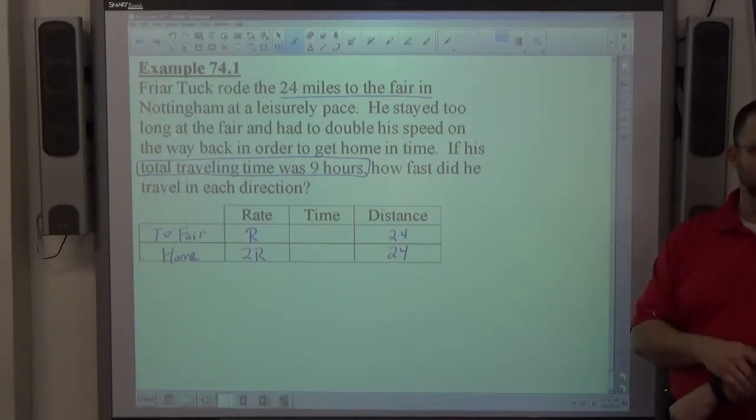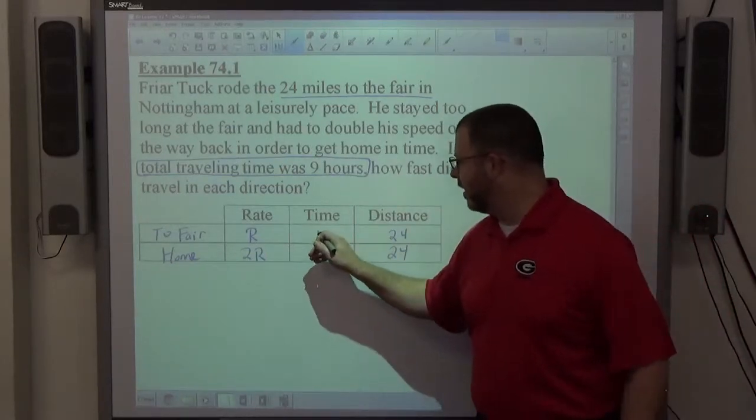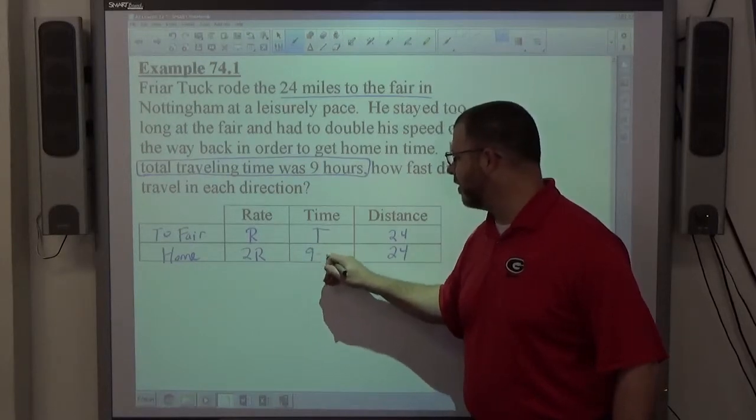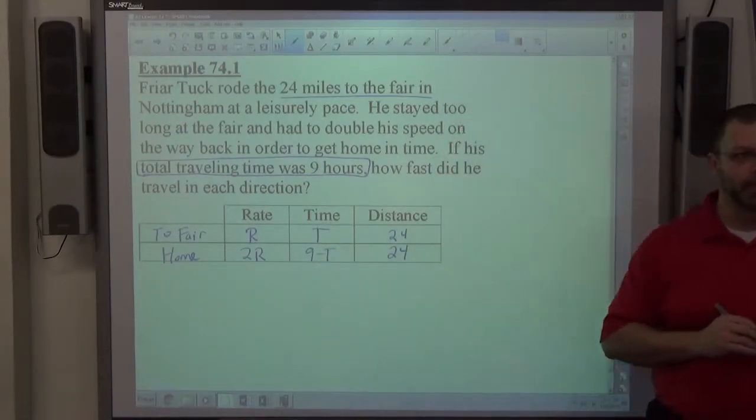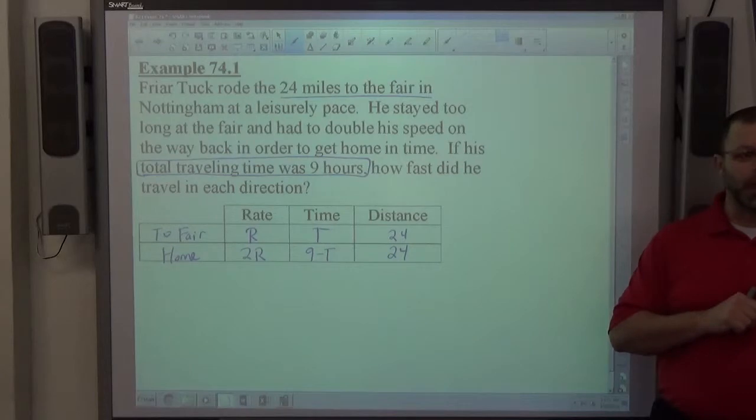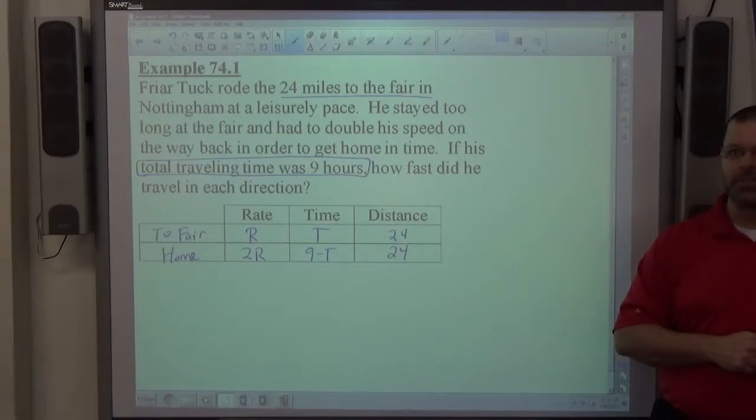Anybody? T and 9 minus T. Excellent, Austin. T for one, 9 minus T for the other. And it doesn't matter which one's which. If you know the total time, you put the total minus T for the second one. If you put T minus 9, you will get the wrong answer every single time.